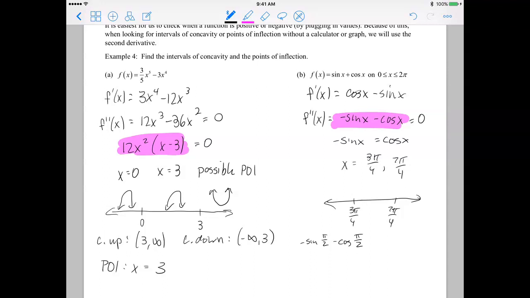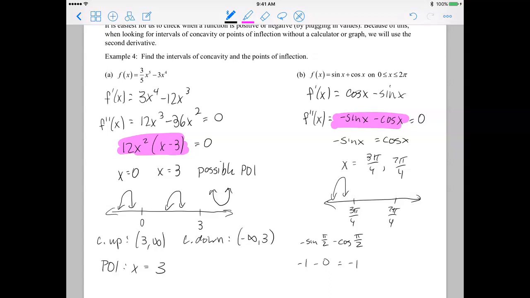Well, sine of pi over 2 is positive 1, so this is going to be -1 minus the cosine of pi over 2, which is 0. And so negative 1 minus 0 is negative 1, which means that in this interval, the function is concave down.